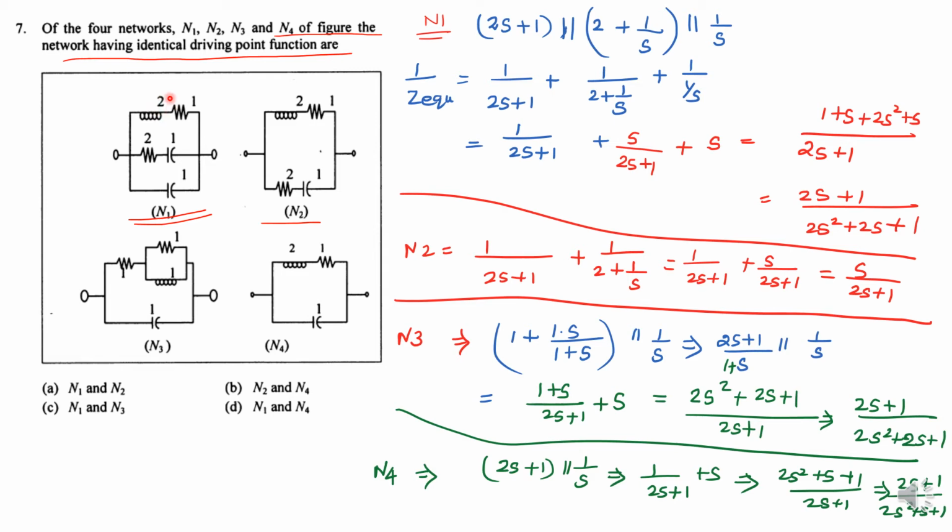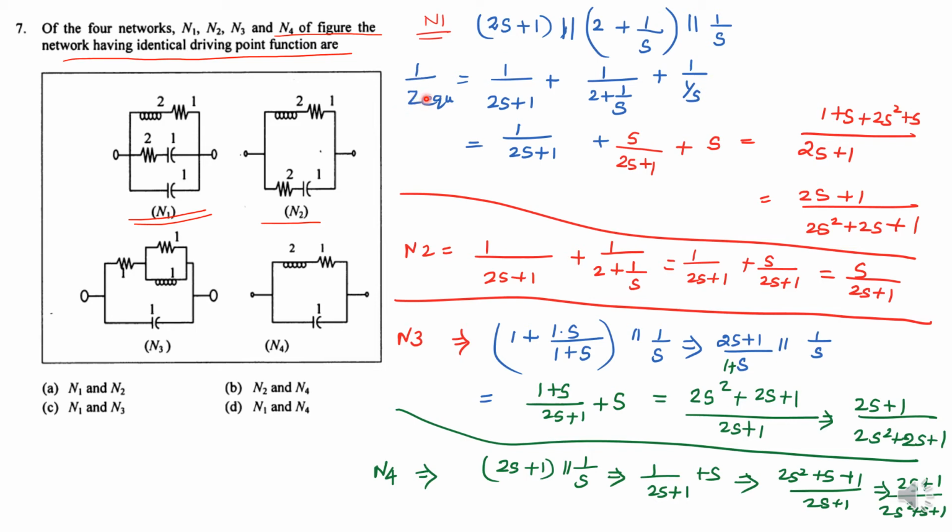In the Laplace transformation, how to represent this inductor? That is 2s. So 2s plus 1. And next, the 2 and capacitor are both connected in series combination. How to represent this? 2 plus 1 by s. And then the third one, 1 by s. These three are connected in parallel combination. So what is Z equivalent?